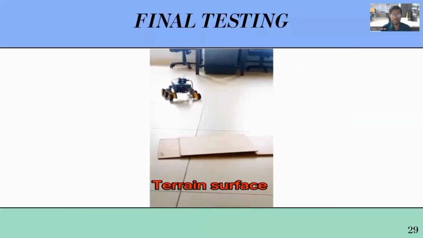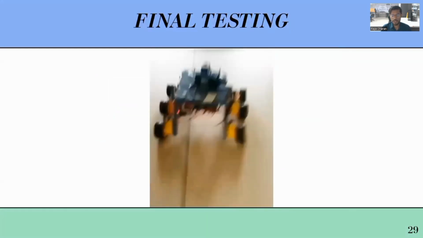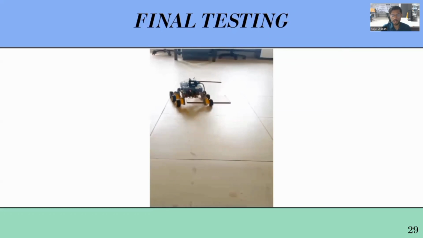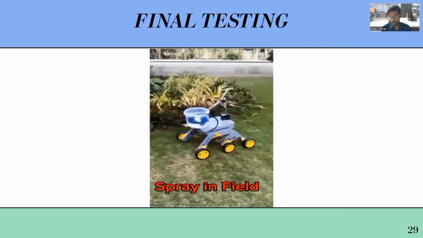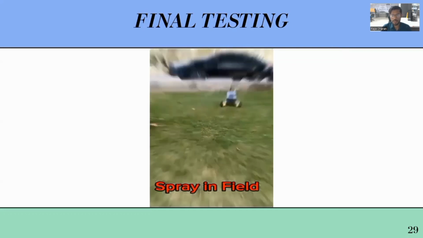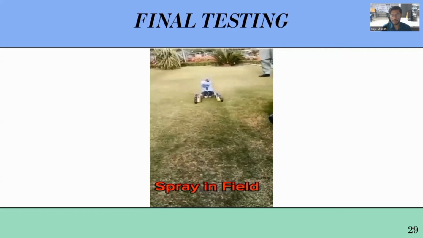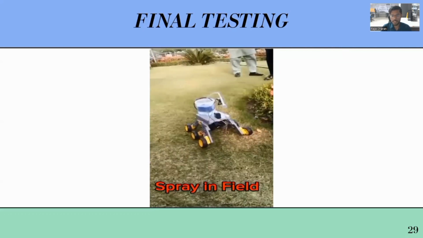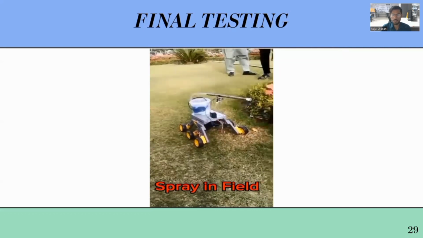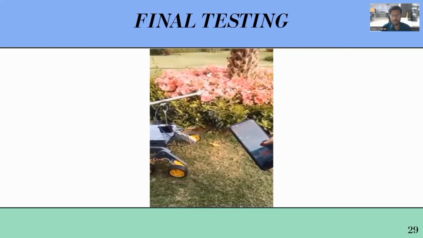So here is the final testing of our robot. Our aim was to move on irregular surfaces, so we put some hurdles in front of it. You are seeing that it is spraying pesticide and can be controlled through the robot application. You are seeing the rotation of the servo motor, and this is the robot spraying. You can control it through the Android application.